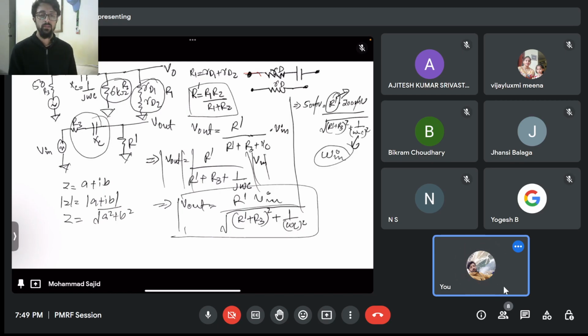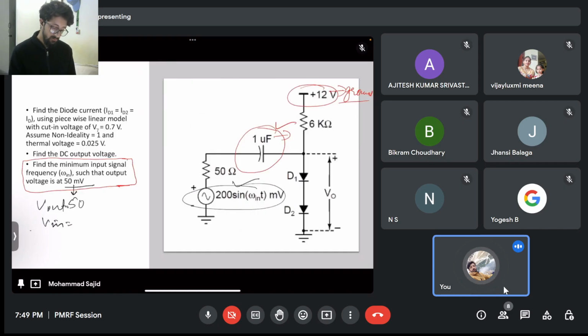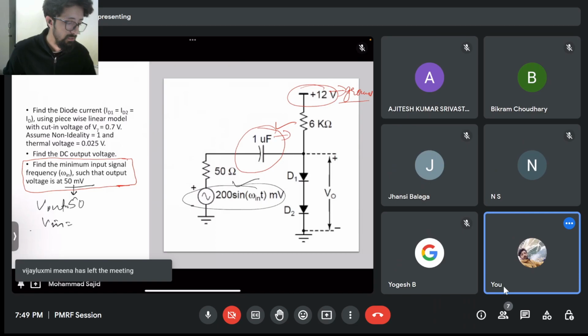So the point we take from this question is that if you have to make an AC equivalent circuit, you should not just directly short the capacitor. You have to consider the capacitor. You short the capacitor only if it is mentioned, right? So is this question clear, or do you have any questions regarding it?